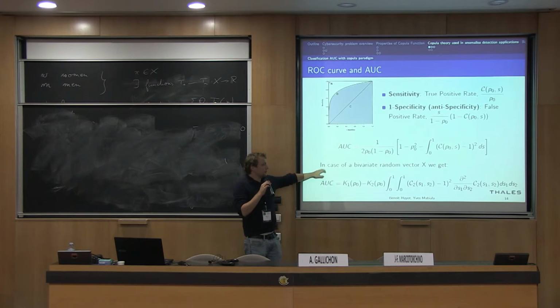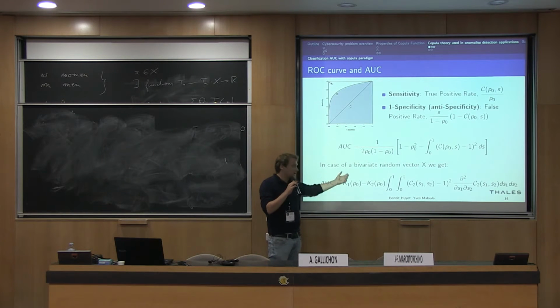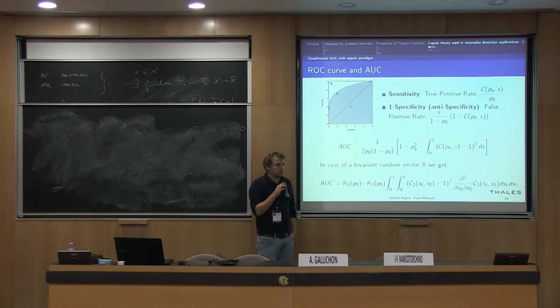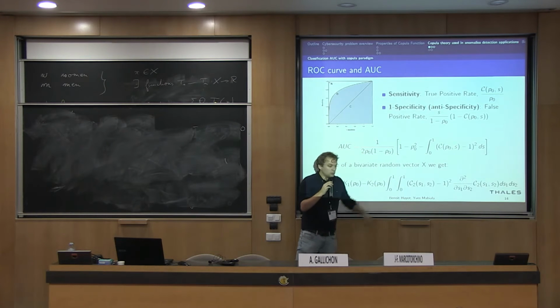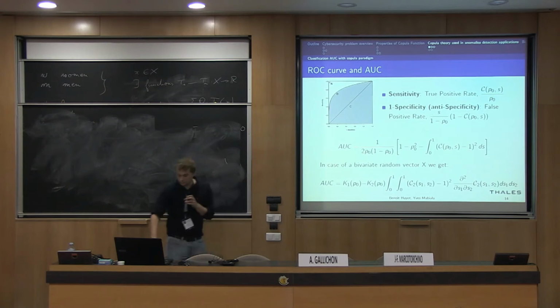So if I just use a bivariate random vector, if for example in our case the network packet is only a bivariate one, it's possible to rewrite the area under the curve as this expression, and here we have an integral we want to minimize.